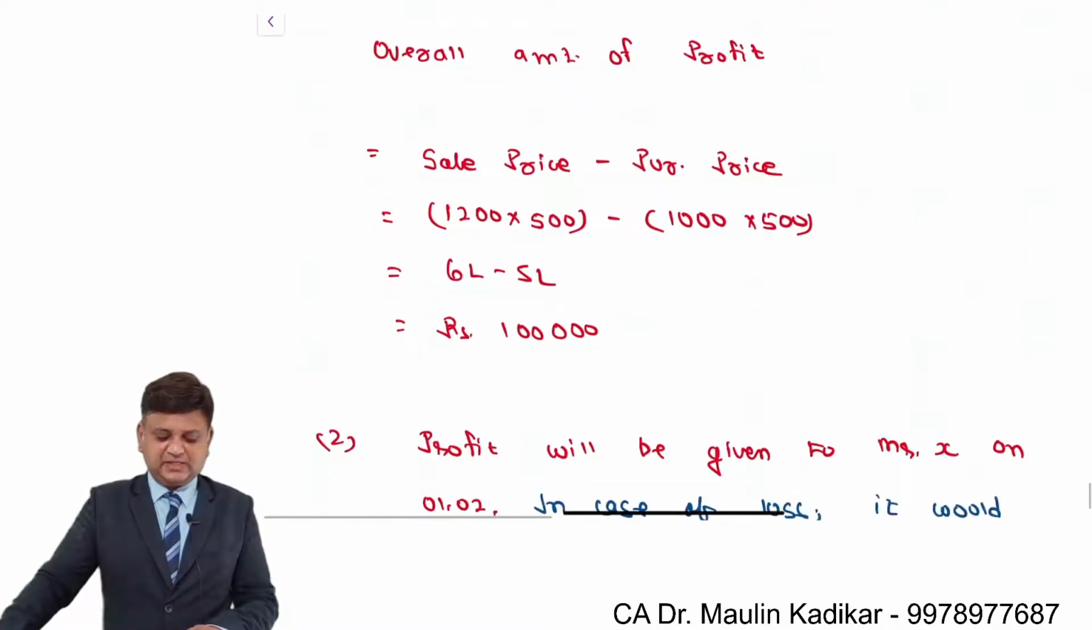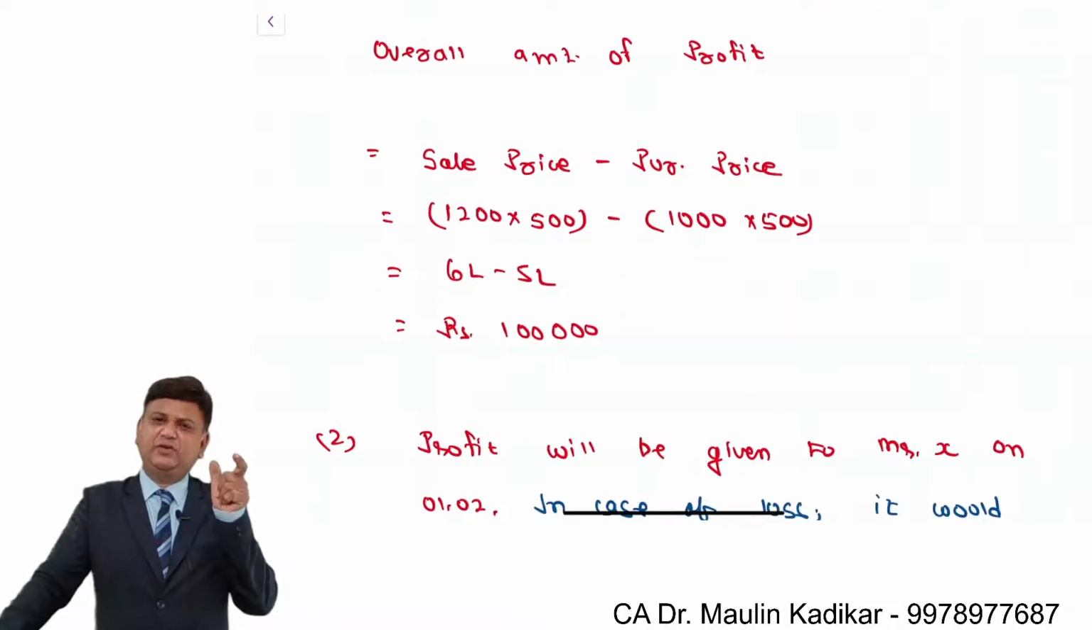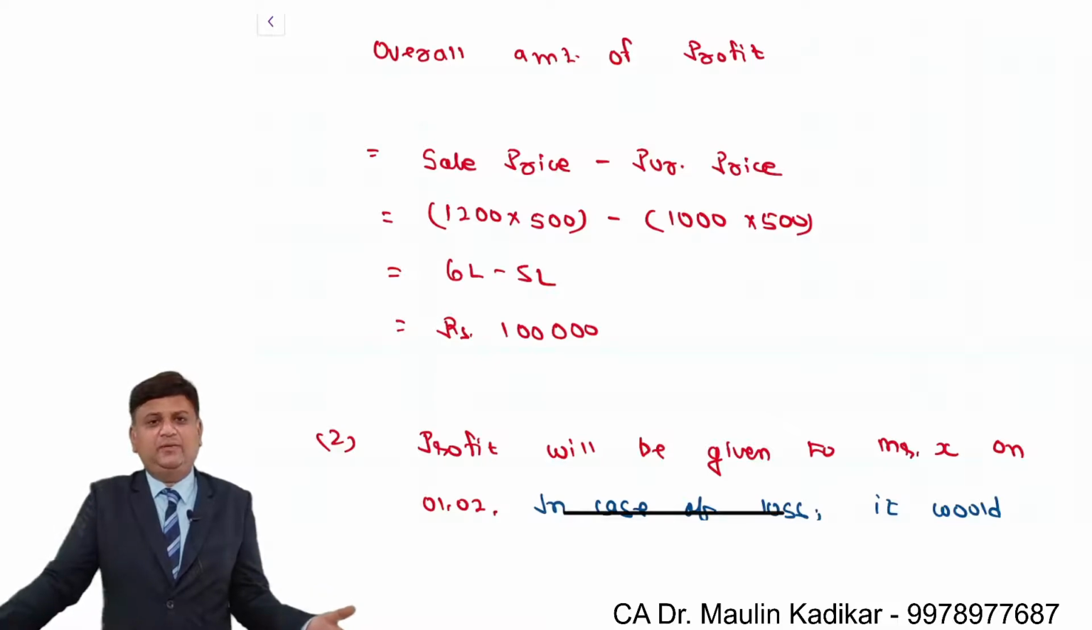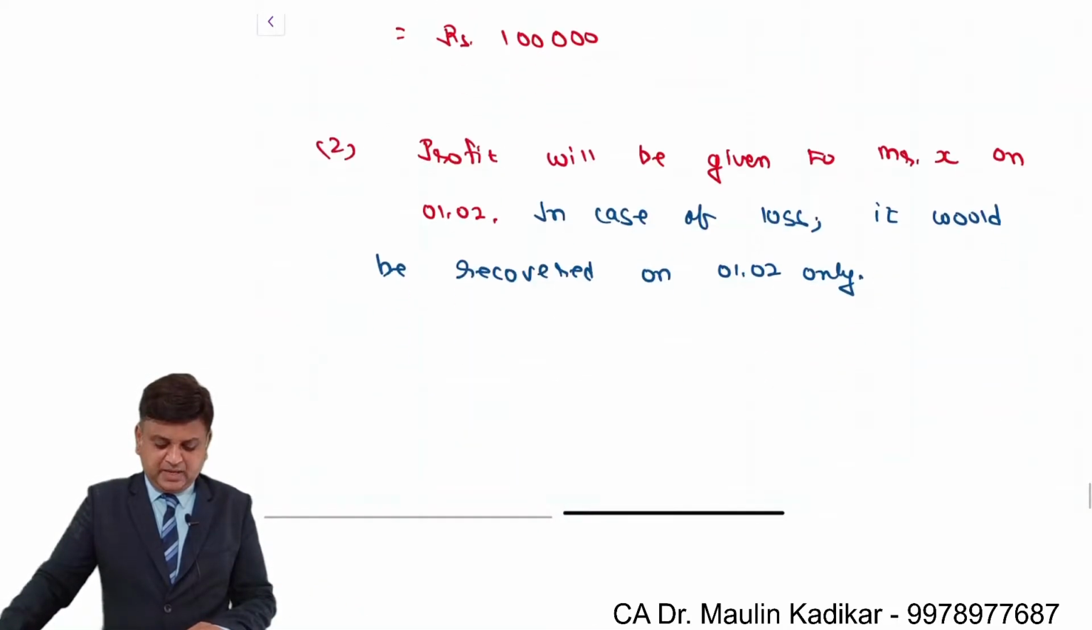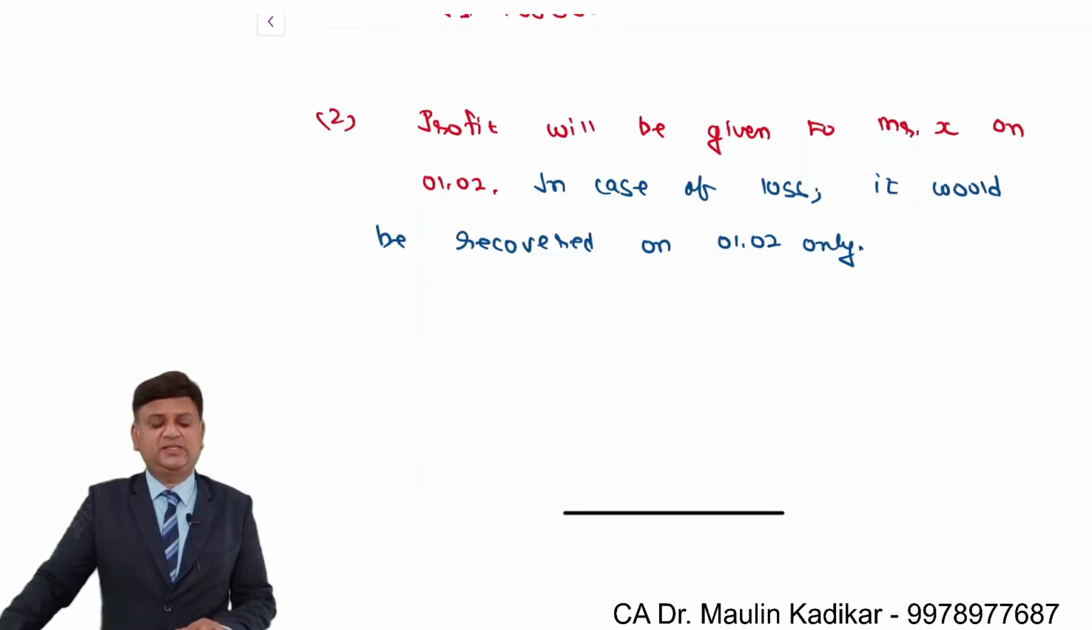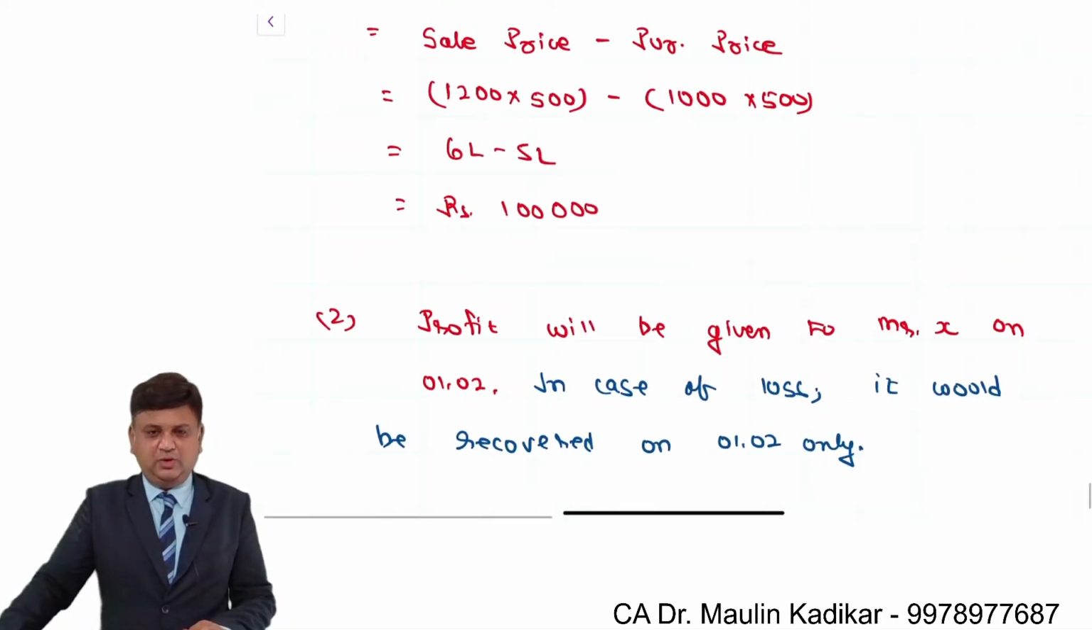So simply we understand that, as with the cancellation of the forward contract where you have the profit or loss, the same is the case which is applicable over here. And the thing that we understand is that this profit will be given to you or loss will be recovered on 1st of February only.